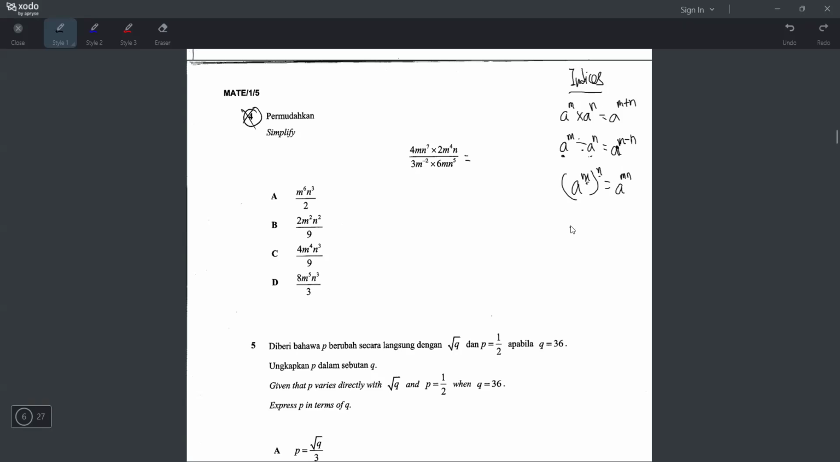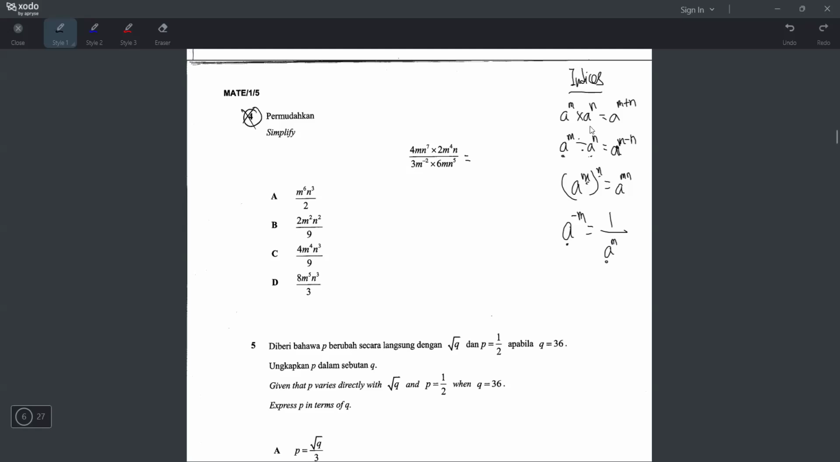Okay, next one is if I give you power negative. What happens when you take anything power negative? You can actually make the power positive, but you have to move it down. When you move it down like this, then it becomes power positive, and nothing up here means 1, right? That means you can move from up to down, but when you move up to down, the base will stay the same. The base never change. Only the power change sign. Okay. So when you move atas ke bawah, bawah ke atas, base dia tetap sama. Cuma kuasa sahaja yang tukar tanda.